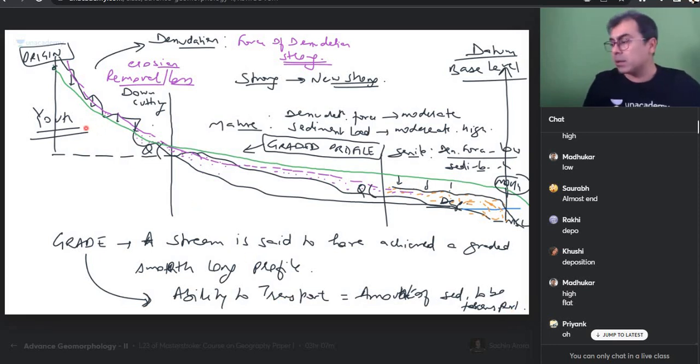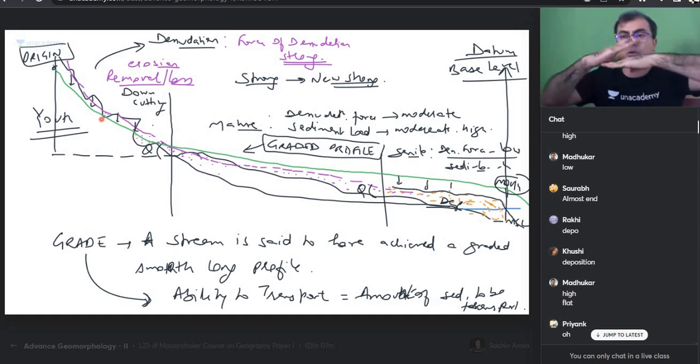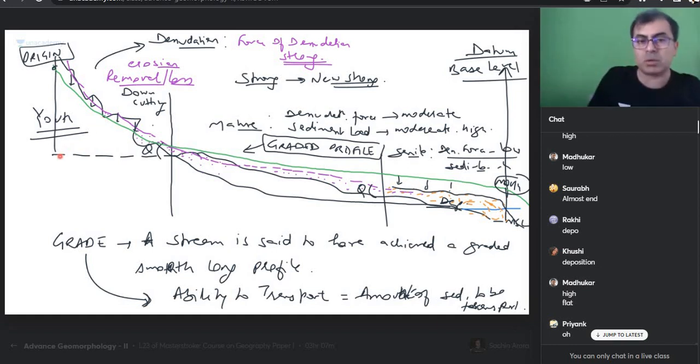Ability was high here, remember? Because the ability force was high. So what was it causing? The slope to decline. Remember? In the youth stage, what was it? Force was high. Get that? In the senile stage, what was it? The force was low. So deposition.